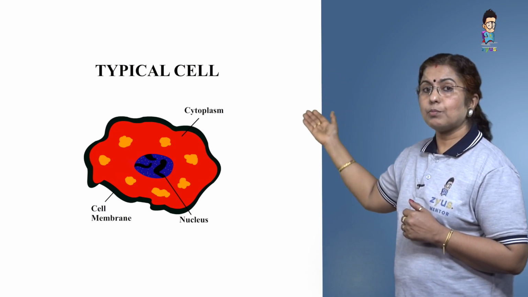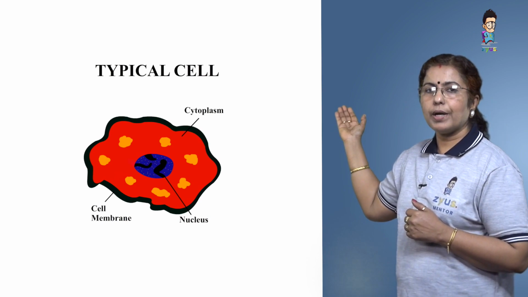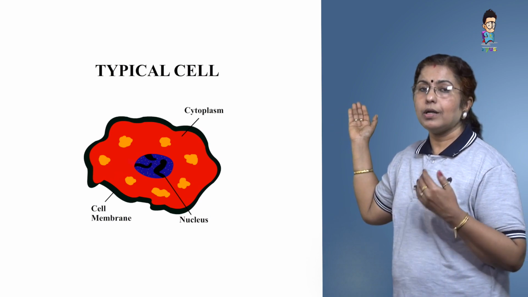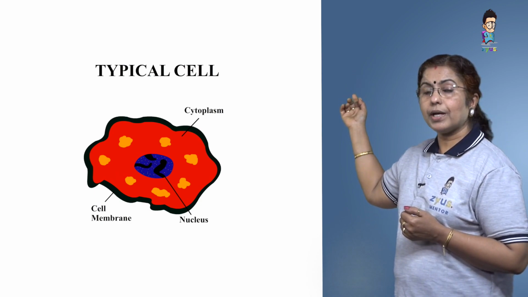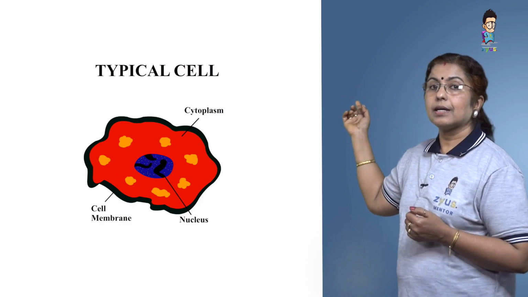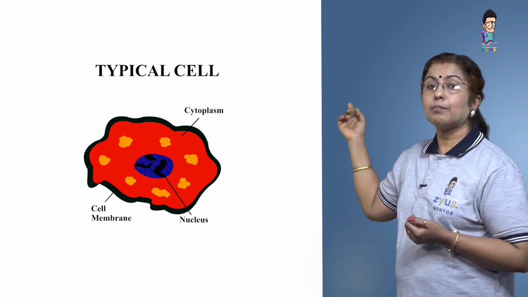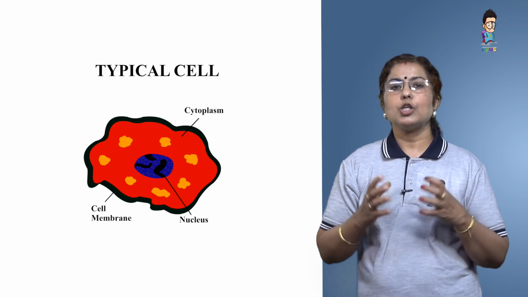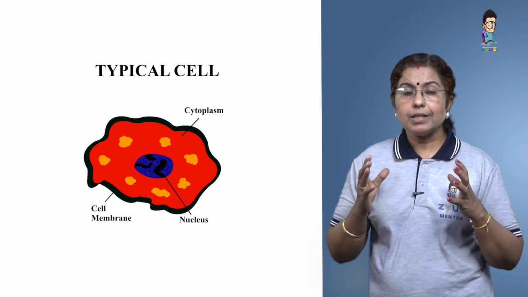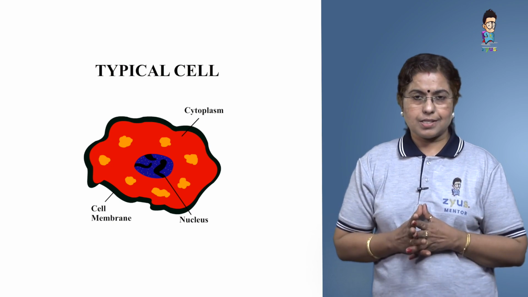The outermost part of the cell is a membrane-like structure known as plasma membrane or cell membrane. Inner to that, there is a fluid-like structure called cytoplasm. And innermost, the most prominent part of this cell, is called the nucleus. So these are the three important parts seen in all the cells.